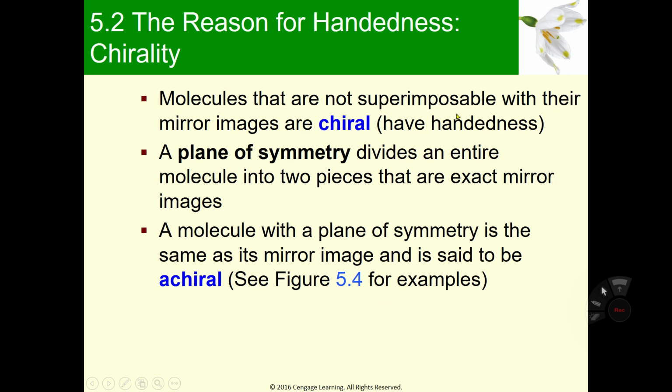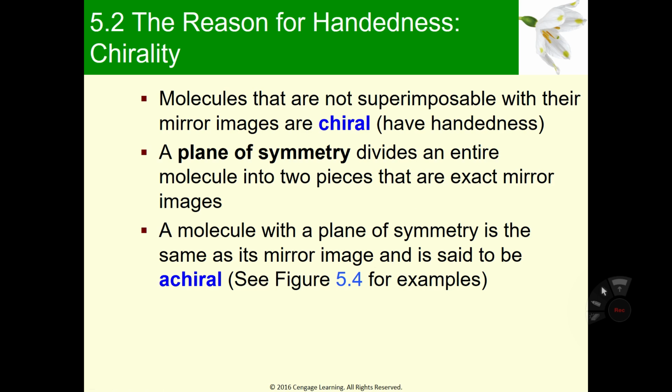If the molecule cannot be overlapped with its mirror image, then we call that molecule chiral. Actually, the word chiral means having handedness. If a molecule can be overlapped with its mirror image, then we say this molecule is achiral. So achiral is just the opposite of chiral.